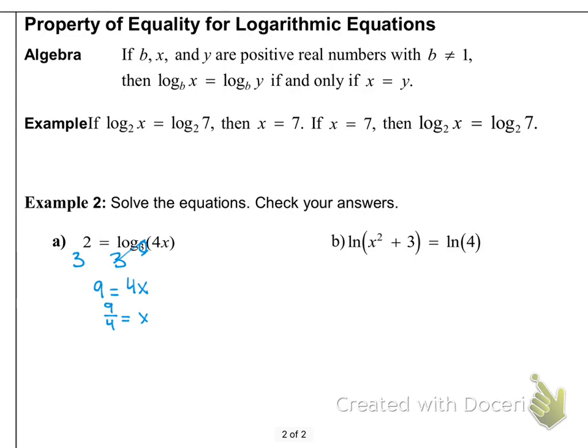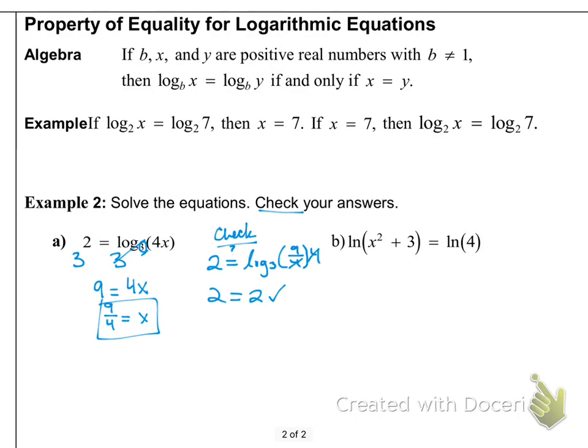Of course, you always have to check our answers. So when we check, we're plugging it back into the original equation. So you're asking yourself, does 2 equal log base 3 of 9 over 4 times 4? Well, 4 and 4 cancel. Log base 3 of 9 is 2, and 2 equals 2, so we're good. That is the answer.